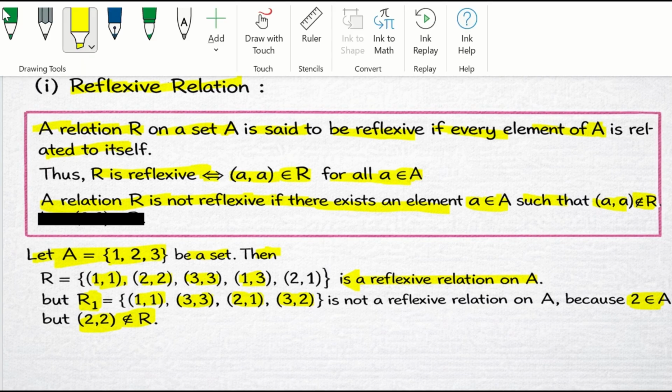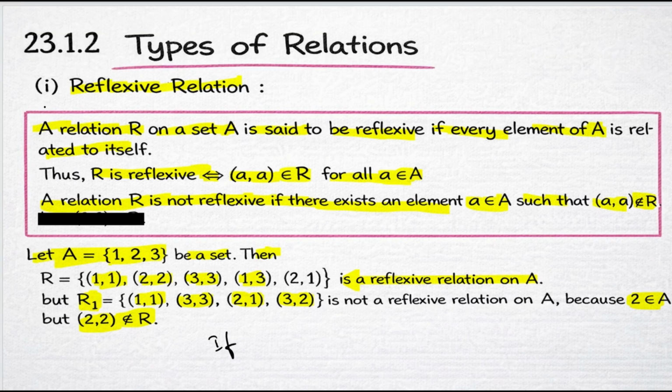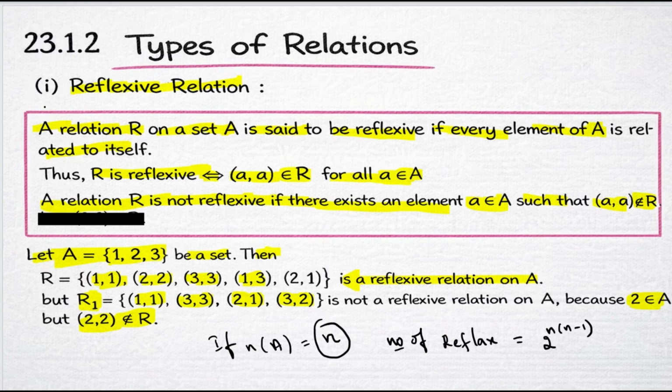Okay, now how many reflexive relations can we make on a set A which contains n elements? If n(A) is n, then, be careful, this is very important, the number of reflexive relations on set A is 2 to the power n(n minus 1). This is the number of reflexive relations on a set A which contains n elements.